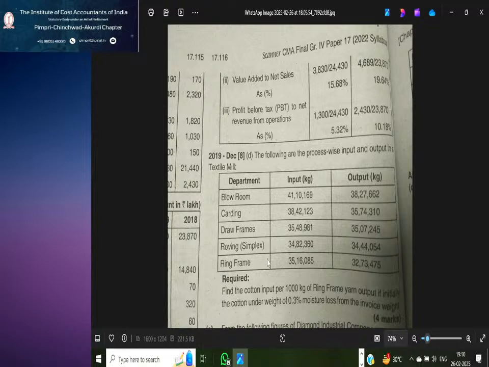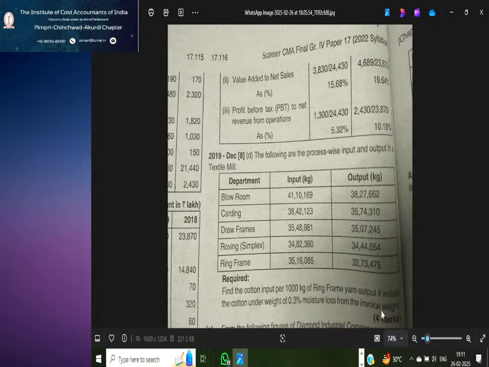Got it? You get the final product. Find the cotton input per 1000 kg of ring frame yarn output, if initially the cotton is underweight by 0.3 percentage moisture loss from the invoice weight. What is this underweight, moisture loss and all those things? Moisture loss is a normal loss, so that will be considered. So in case of normal loss, what will we do?